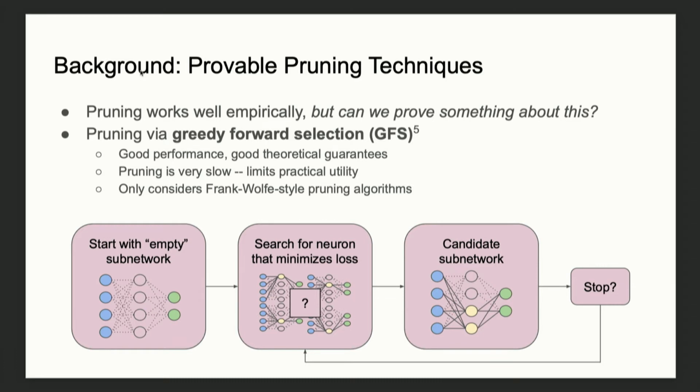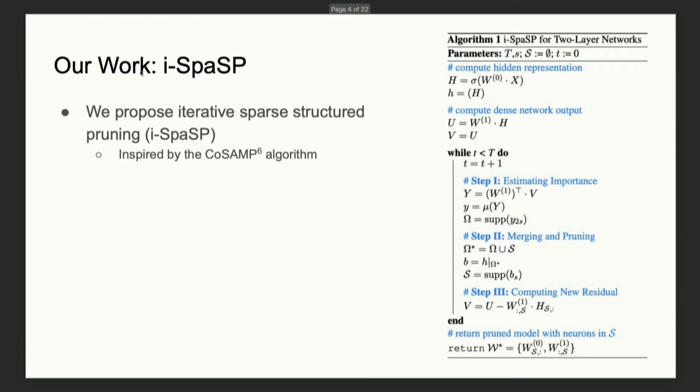So this is shown to actually perform better than a lot of heuristic methods, but the problem is it's really slow. So the question that I set out to answer is: is there some algorithm out there that comes with theoretical guarantees, performs well in practice, but is also efficient enough to compare to the heuristic algorithms? So my proposal is called i-SpaSP.